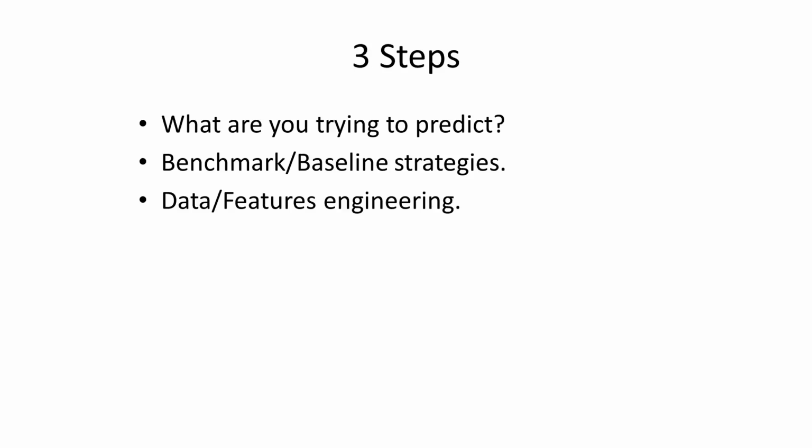So there are, I think, three major steps that you have to do before you feed your data into any kind of machine learning algorithm. Obviously, the first step is to figure out what we are trying to predict. And that is actually non-trivial. We will explain more later. The second step is that before you do machine learning, you should think about what a human can do.